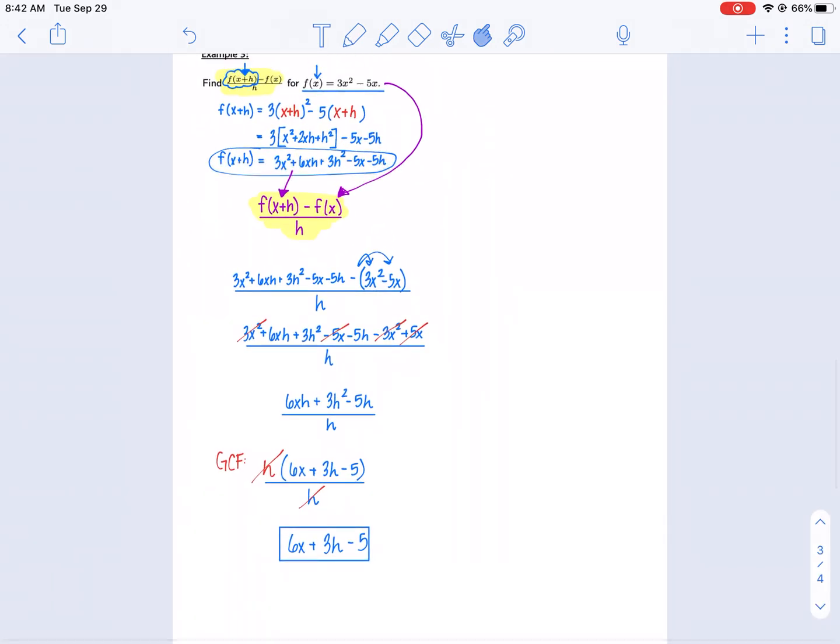Take a look. All I did was rewrite f of x plus h, substituted both parts into the problem, and then used algebra. Don't worry, we'll do plenty more of these as we go. If you have questions, bring them to class. Good luck, my dears.